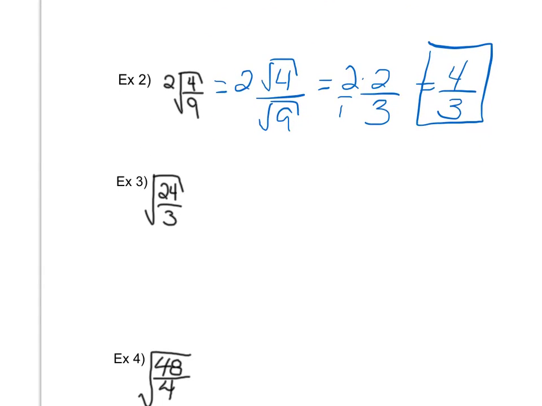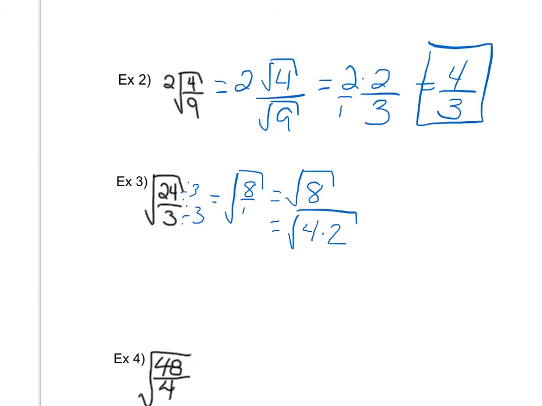Looking at my next 2 examples. First thing on example 3, I ask myself, is there anything that both 24 and 3 can be divided by? The answer is yes, they can both be divided by 3, giving me the square root of 8 over 1, which is the same thing as the square root of 8. Again, I check to see if I can simplify that, and the answer is yes. 8 is the same thing as the radical 4 times 2, as I like to write it, because I like to put the perfect square first. Why do I break it into a perfect square? Because I can simplify my perfect square and get a final answer of 2 radical 2.